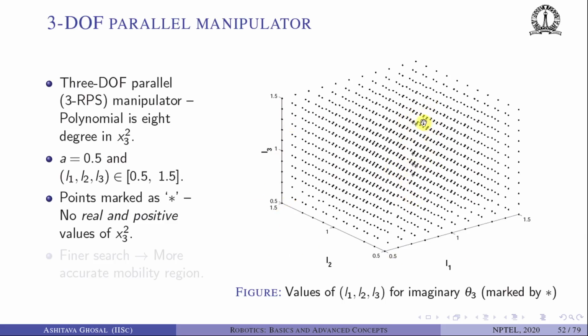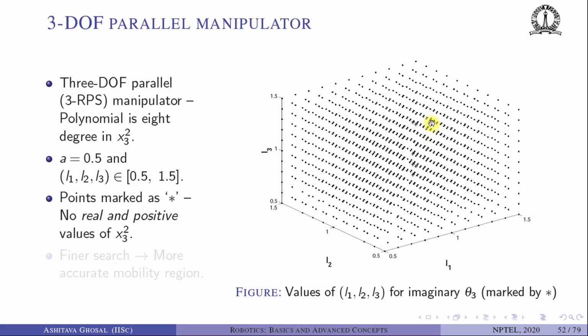So there are no real values for some values of L1, L2, L3, and hence for these values we cannot assemble this 3 RPS robot. Let's go back to the definition of mobility of this 3 RPS robot: the values of actuated joint variables for which there are real values of the passive joint variables. If there are no real passive joint variables, then the mechanism cannot be assembled and does not have mobility at those configurations.